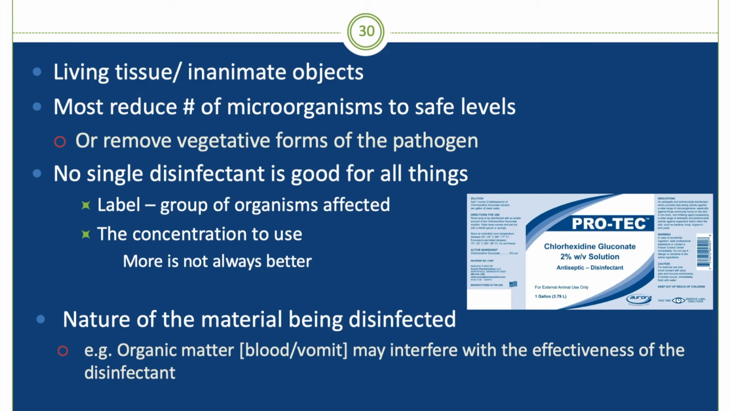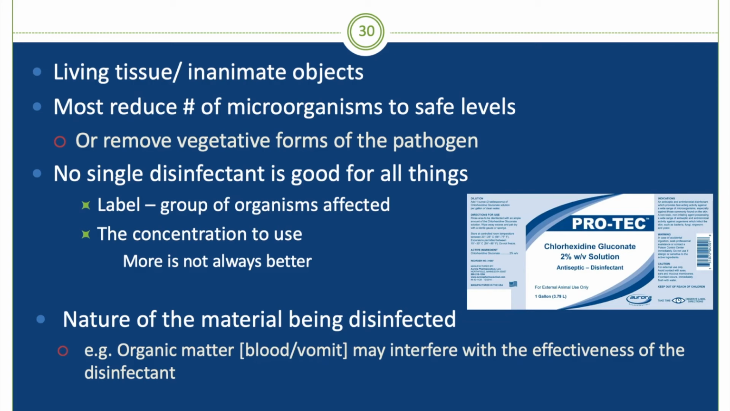You have living tissues and inanimate tissues, or objects, that these chemicals can be applied to. The idea is to reduce the population of these microorganisms to levels that are safe, and it's mainly to remove the vegetative forms. It's more of a public health thing. So the idea is not to create a sterile environment. It is just to reduce the amount of organisms that are there, so that even if people end up picking up these microbes, the concentration is low enough and our immune system will be able to fight them.